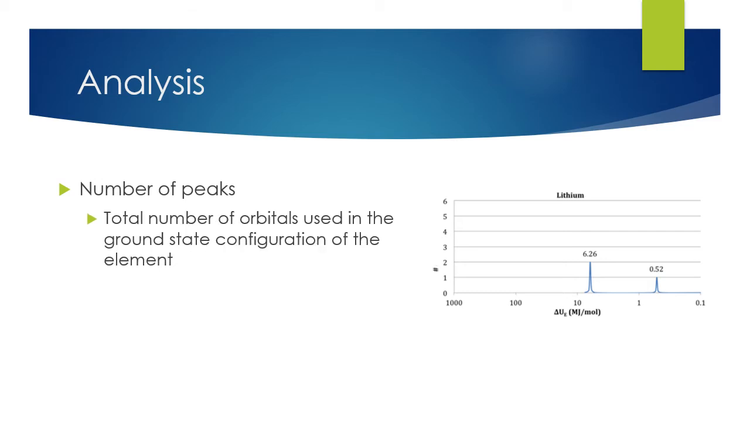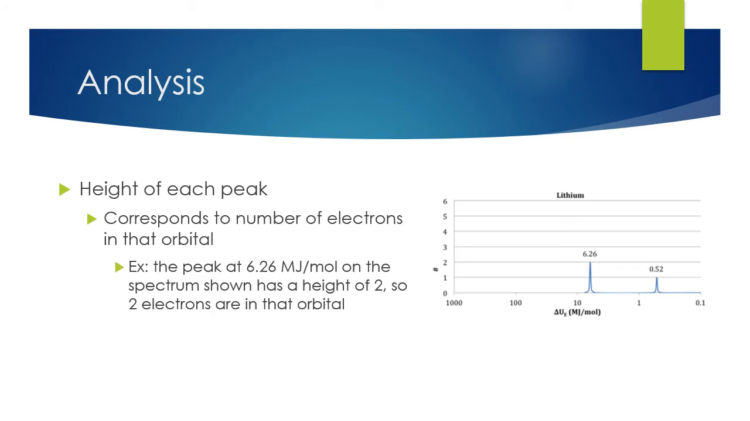The number of peaks helps to give you the total number of orbitals that is used for the ground state configuration of the element. For example, for the graph of lithium shown here, there are 2 peaks, which means lithium only needs to use 2 orbitals. The height of each peak corresponds to the number of electrons in that orbital. For example, the peak that is near 6.26 megajoules per mole on this spectrum of lithium has a height of 2. And so there must be 2 electrons in that orbital.